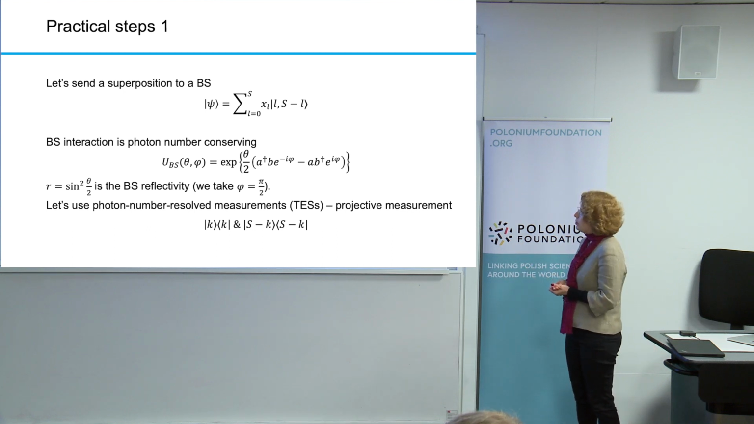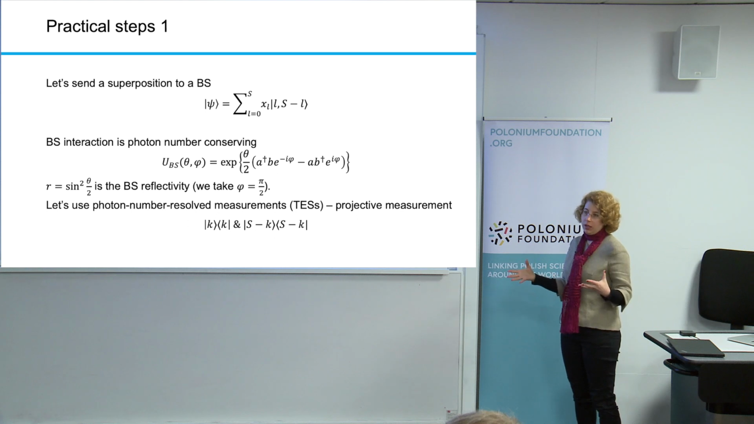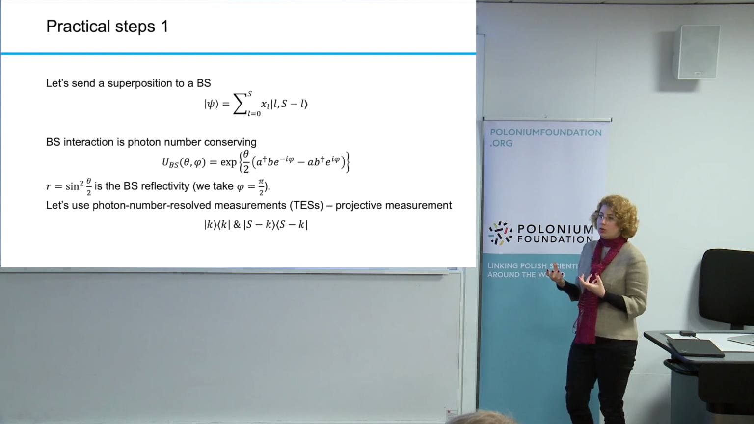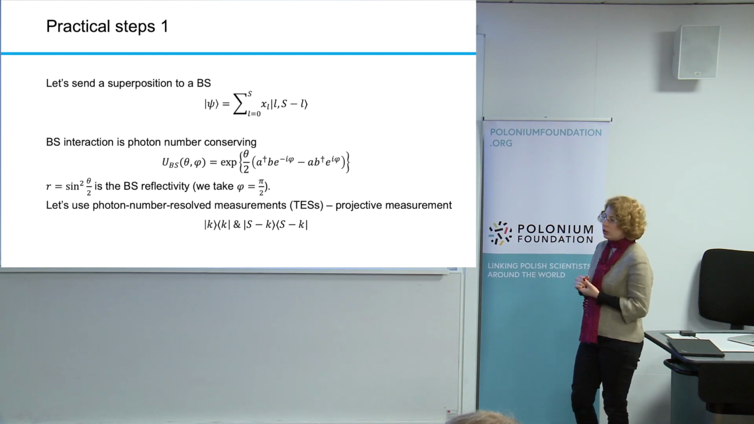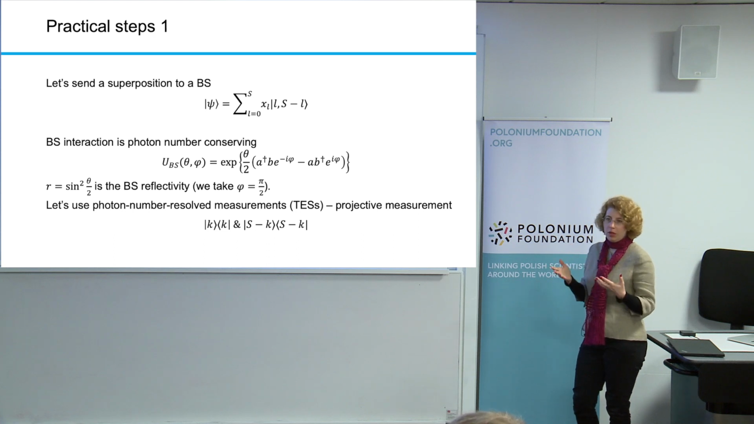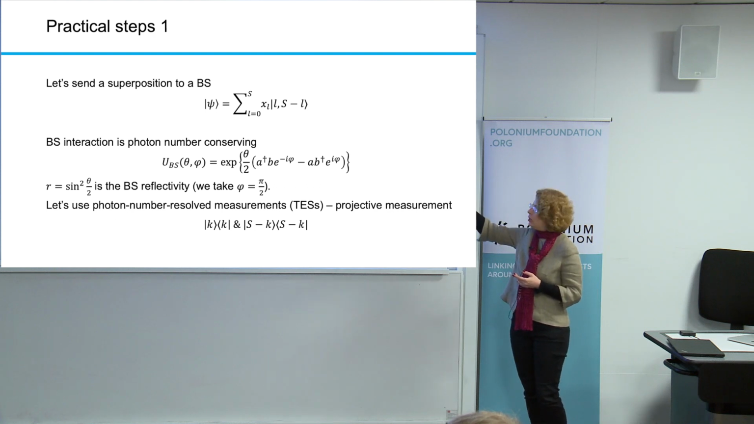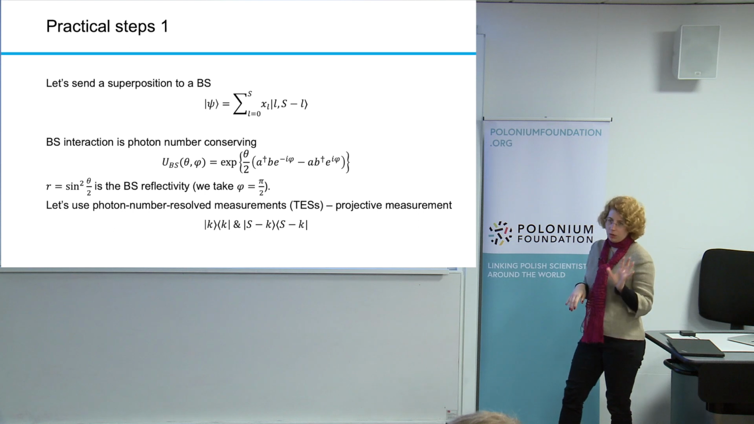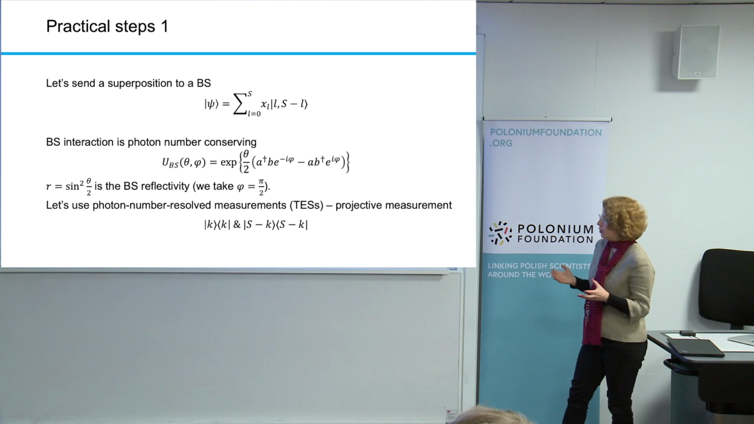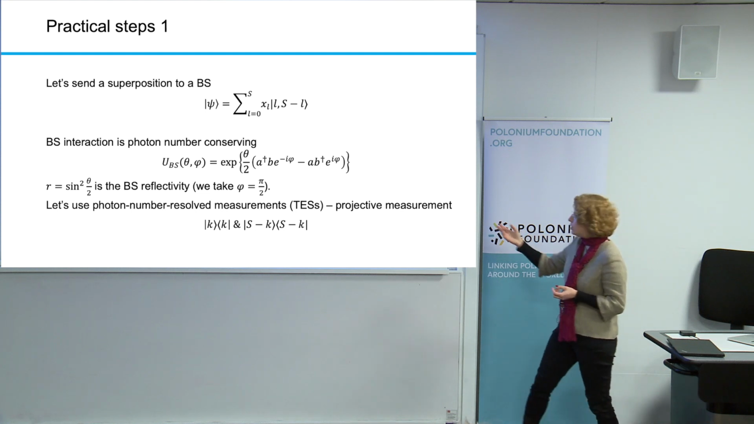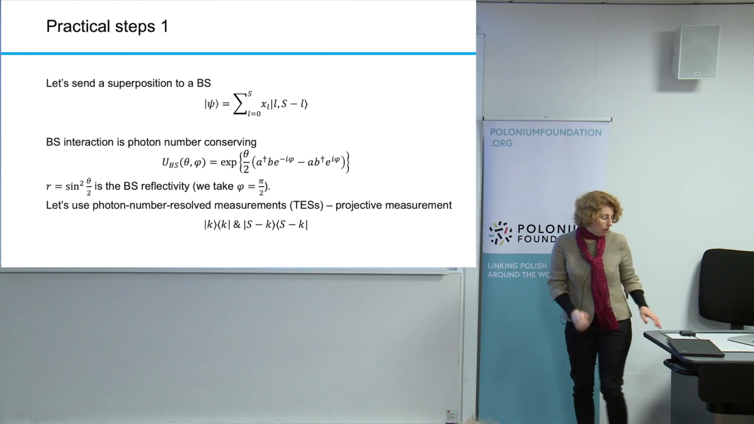In practical steps, how to compute the transform for a sequence of data? First, one has to prepare a 2-mode superposition of Fock states with amplitudes given by the data. This may be real or complex data, denoted by small x_l. So we prepare such a superposition. It's another question how to do it. And then we impinge this on the beam splitter. We employ photon-number-resolved measurements implemented by transition edge sensors, which are projective measurements on Fock states, and just wait.